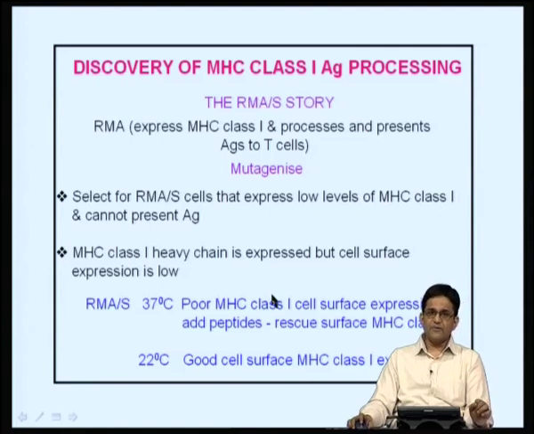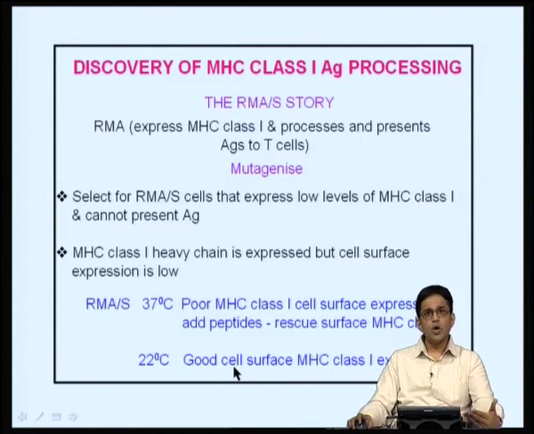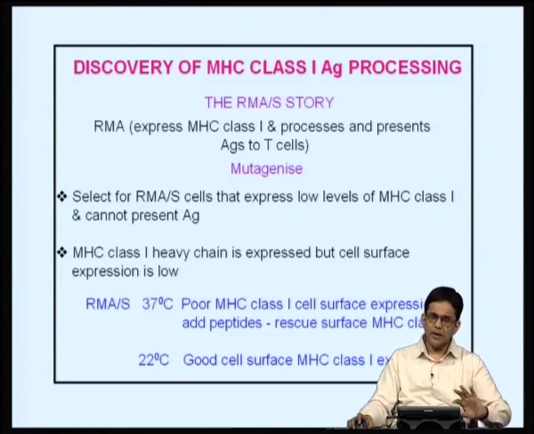But the real interesting fact was that if RMAS was cultured at 22 degrees for some time, you got very good cell surface expression. What this says is that there is no problem in MHC class 1 expression. The MHC class 1 is expressed, but somehow at 37 degrees there is a problem, because at low temperature, where you do not need peptide for very good cell surface expression, the MHC class 1 molecules come up on the surface and they are stable. It is at 37, the physiological temperature, that there is a problem. This is a very important point that I think students should be aware of.